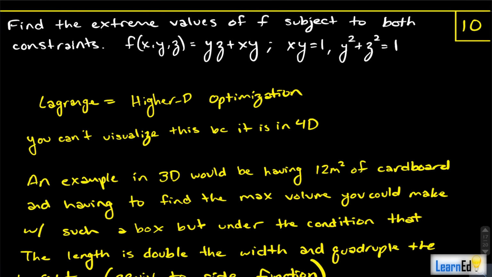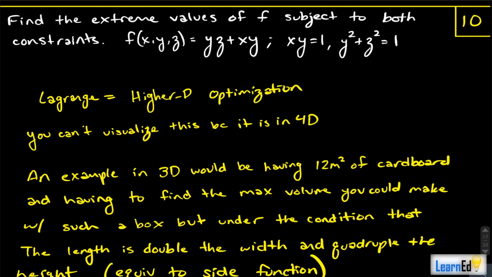So now we're going to get into our last problem, and this is going to be a Lagrange multiplier problem, okay? Which everybody loves. This is everybody's favorite topic in Calc 3, aka nobody's favorite. So basically the question here is we need to find the extreme values of f subject to both constraints, and our function is of x, y, and z, and it's yz plus xy, and our two constraints are xy equals 1 and y squared plus z squared equals 1.